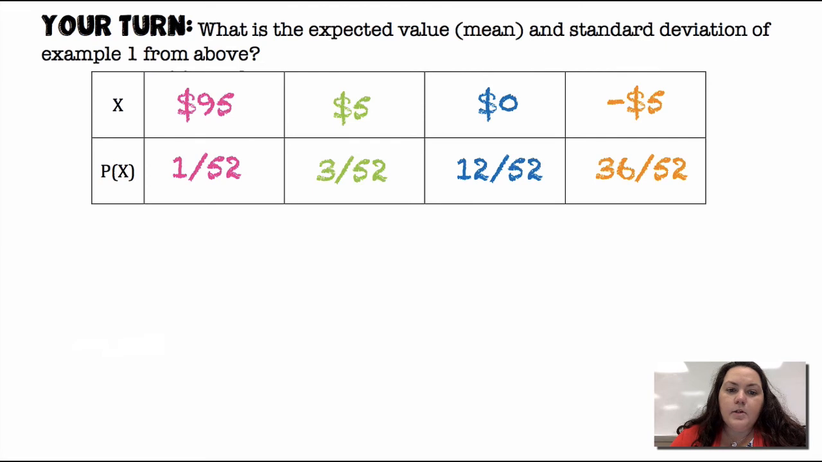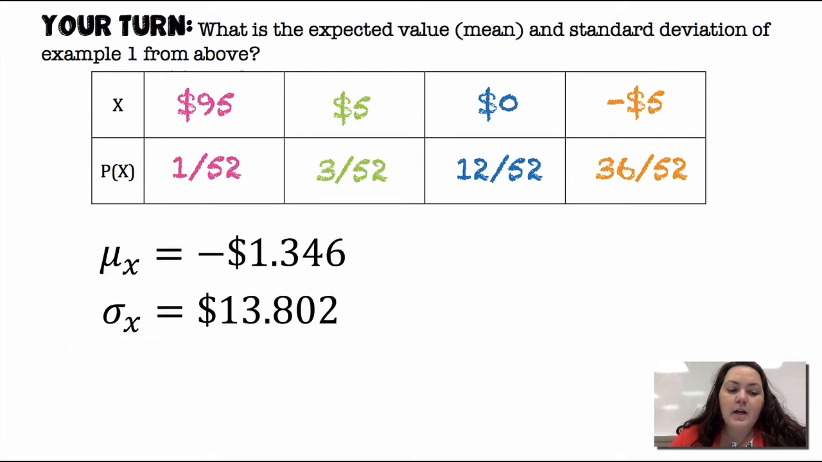All right, your turn. What is the expected value and standard deviation of example 1? What we did for example 1, here's the probability distribution. What would be the expected value and standard deviation? See if you can pause this and figure it out on your own. All right, you should have gotten a mean of negative $1.35 about, and a standard deviation of $13.80.